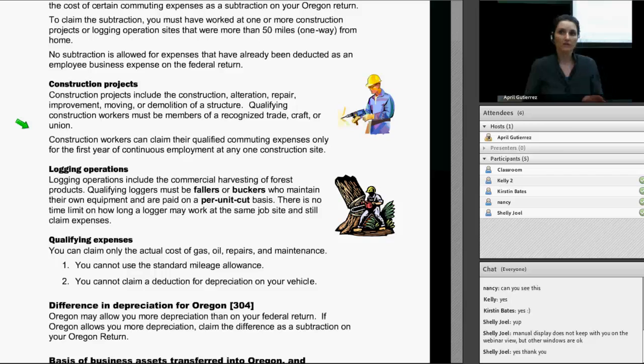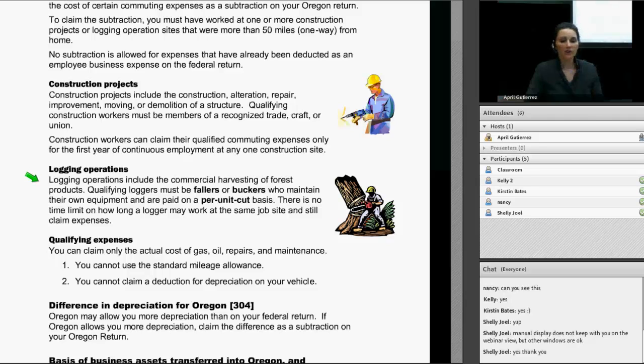So this subtraction is specifically reserved for a construction worker or a logger who has commute expenses and is not already deducting them on Schedule A under the rules allowed there. So if you don't deduct on Schedule A and you are a construction worker and you travel more than 50 miles one way from home to a work site that lasts 1 year or less, then you get to deduct these costs. The second category is logging operations.